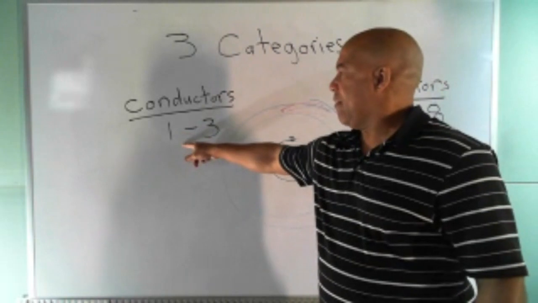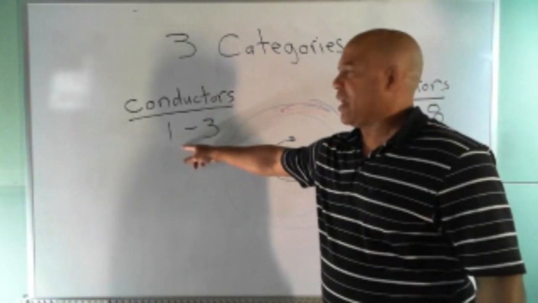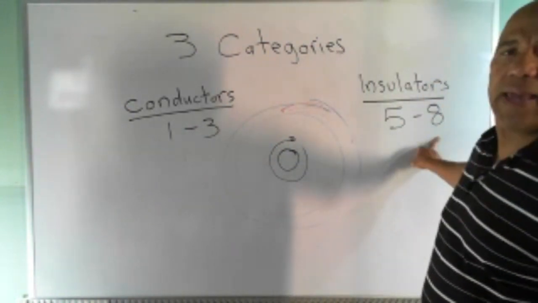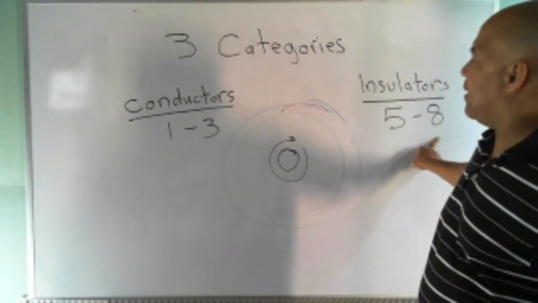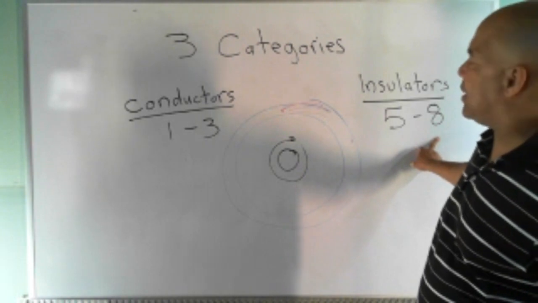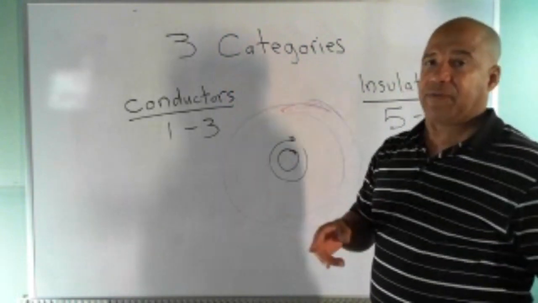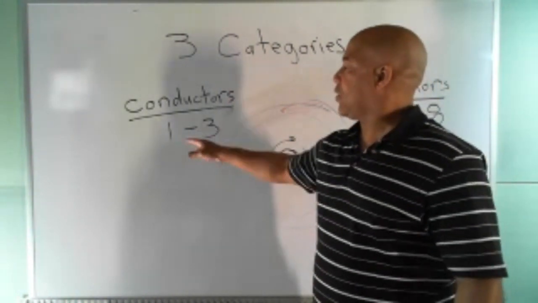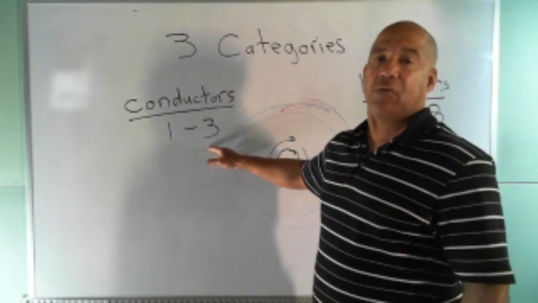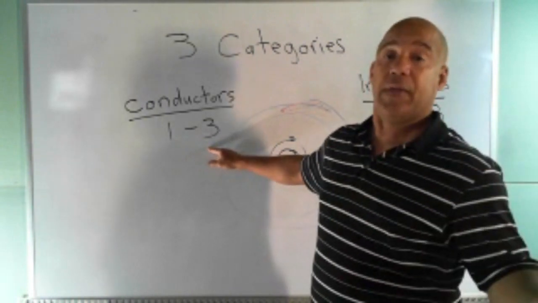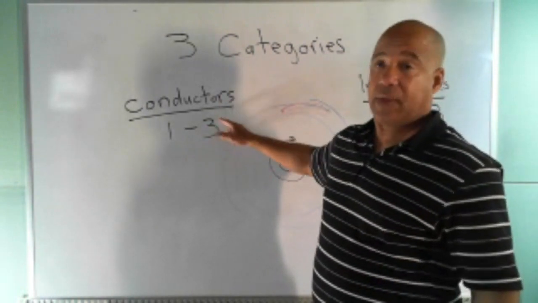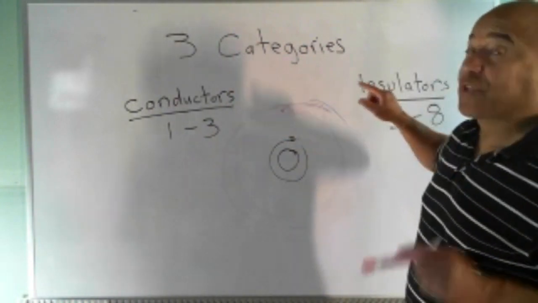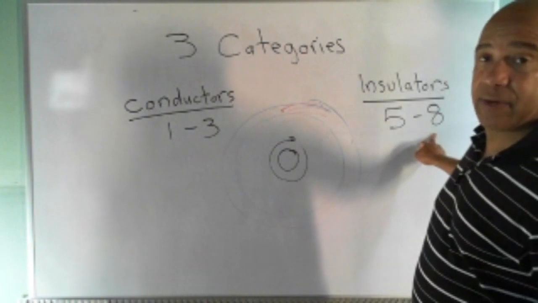If I have 1 valence electron, 1 to 3, or 5 to 8, what if I have more than 8? The answer is, I'll rephrase it for you people that understand the quantum model. If an atom has 1 to 3 electrons in its outermost shell or subshell, it's a conductor. If it has 5 to 8 electrons in its outermost shell or subshell, it's an insulator.